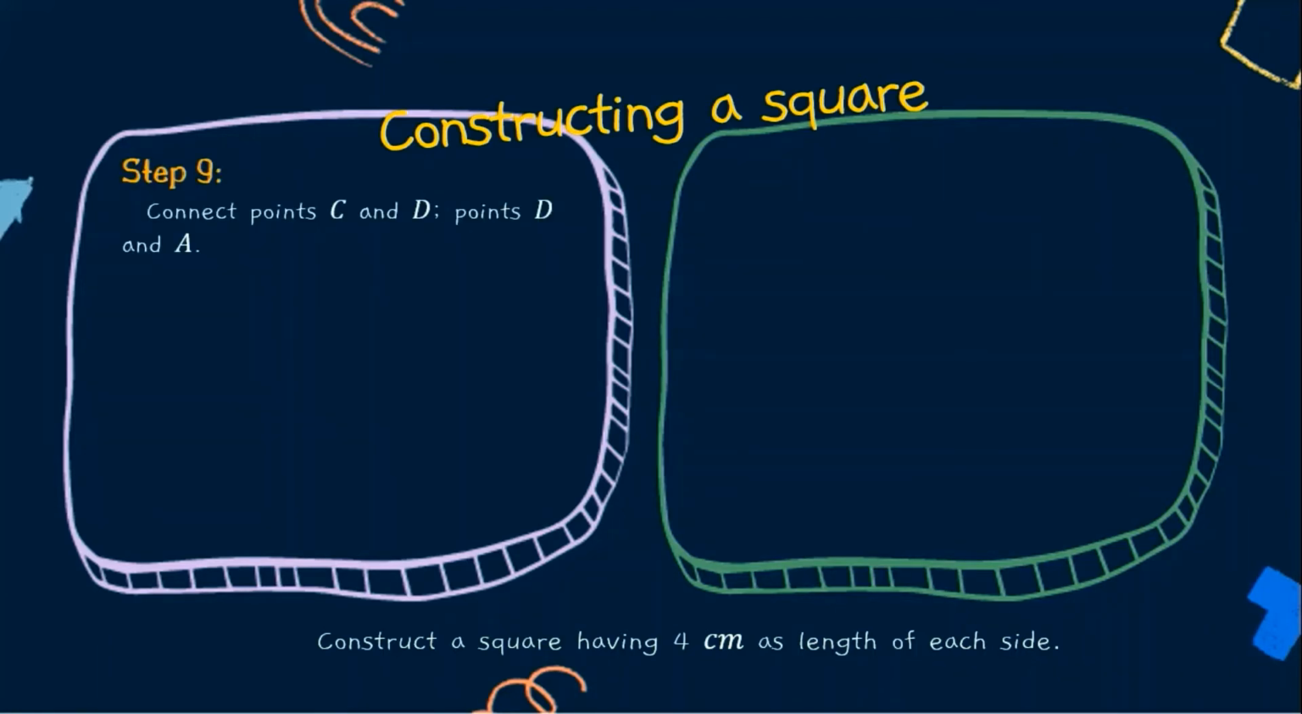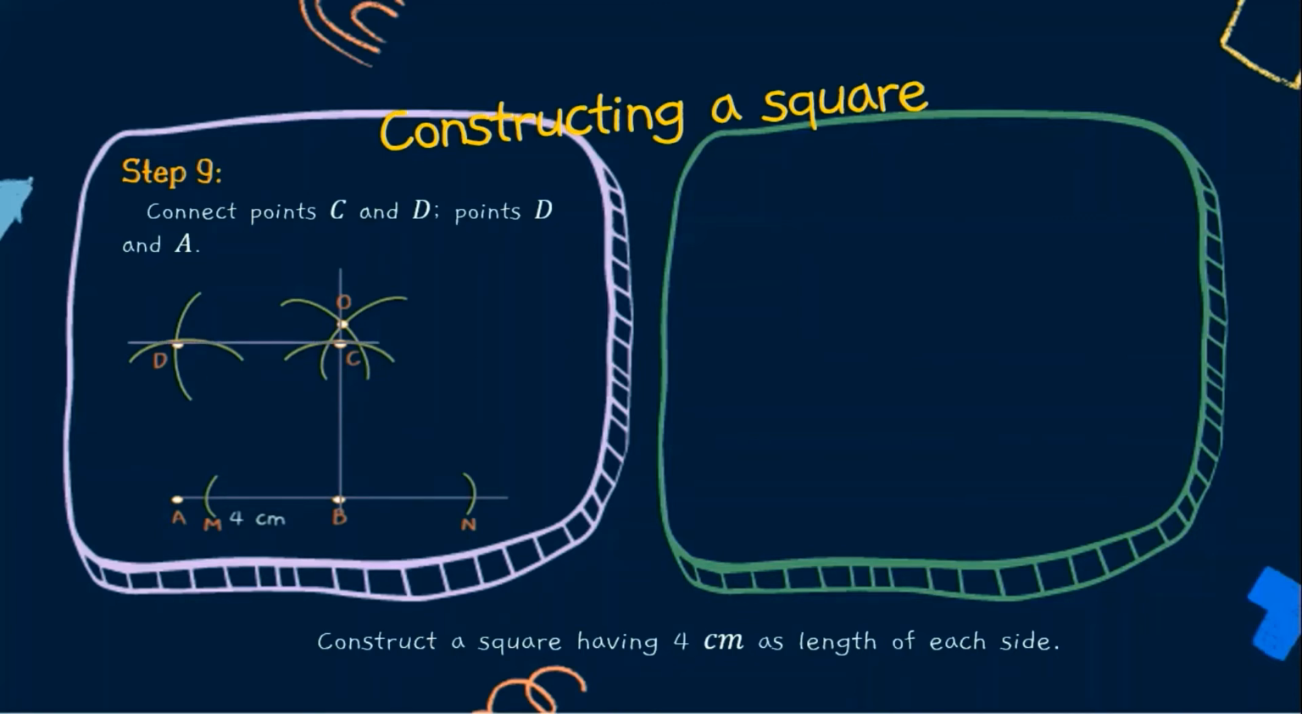For step 9, connect points C and D and points D and A together. Ito na yung ating last construction from step 8. Connect muna natin yung points C and D. At ganun din naman ang points A and D. Ito na yung ating square ABCD na ang sukat kada side ay 4 cm.